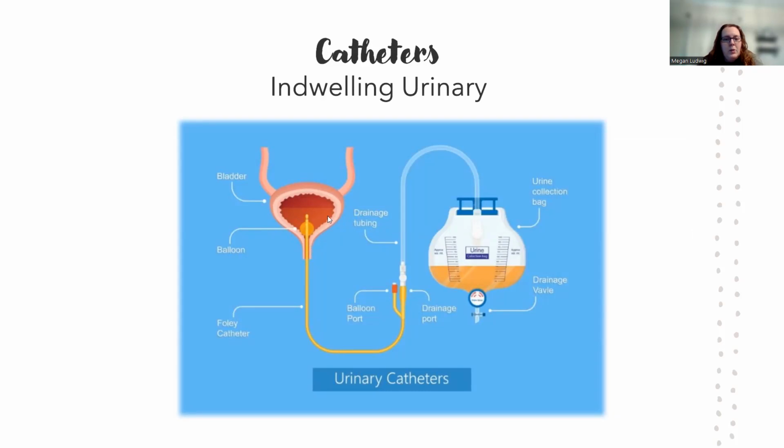Okay, it sits right on that urethral meatus where it exits the bladder. So it shouldn't come out unless it really gets yanked on, and then you're going to damage the urethra. So be careful with those as well.